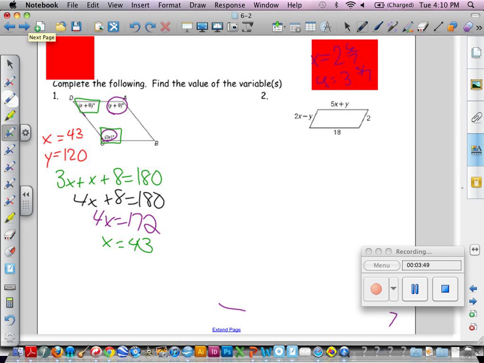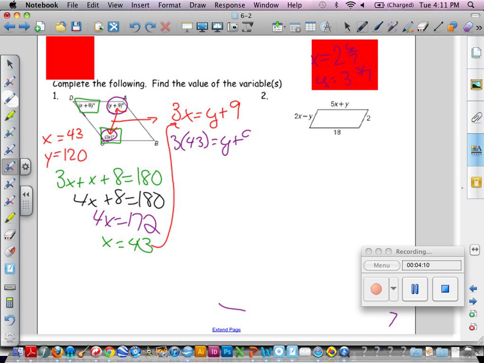Now I can use my opposite angles are equal. 3x equals y plus 9. I'm going to take my 43 and plug it in there. 3 times 43 equals y plus 9. 43 times 3 is 129 equals y plus 9. That's how we're getting y to be 120. All right, move on to number 2. Pause the video, and I'll give you the answer.